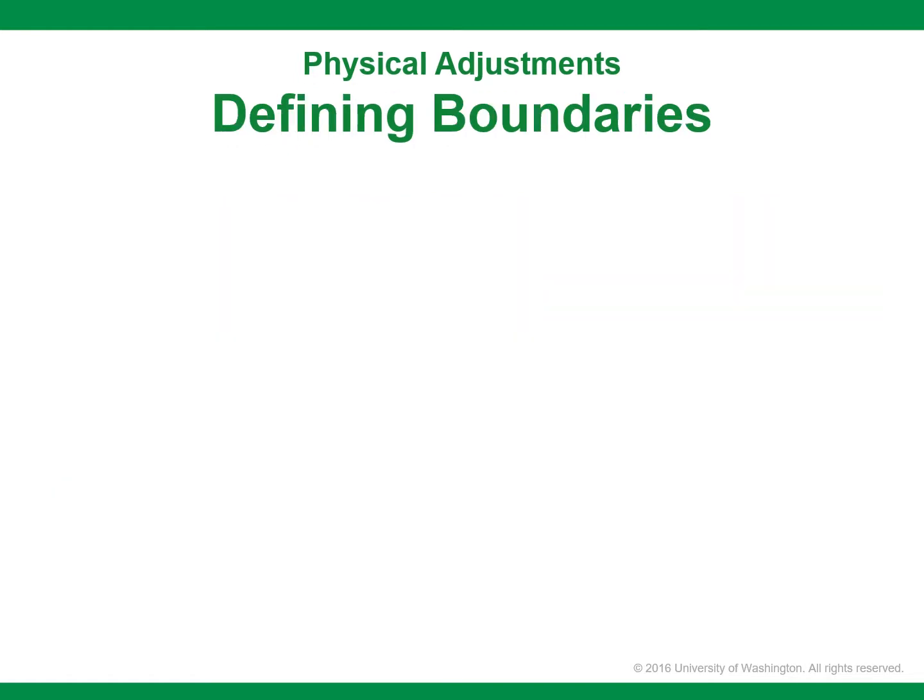Physical adjustments can also mean that we define boundaries. A simple way to increase engagement is to provide children with clear visuals that indicate where they and their materials belong. This strategy is often beneficial to many children in the classroom.